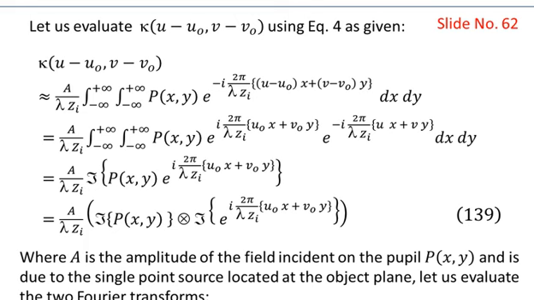So you see that in the second step we have e to the power minus iota 2 pi over lambda z_i into ux plus vy. This factor comes in the definition of the Fourier transform. So this is the definition of the Fourier transform. So you know that this integral is now giving you the Fourier transform of the quantity that we have shown in the curly bracket in the third step. So if you take the Fourier transform of the curly bracket in the second last step, it will be the Fourier transform of the pupil function convolved with the Fourier transform of the function in the exponent form. So this is equation number 139, where we have evaluated the expression for kappa.